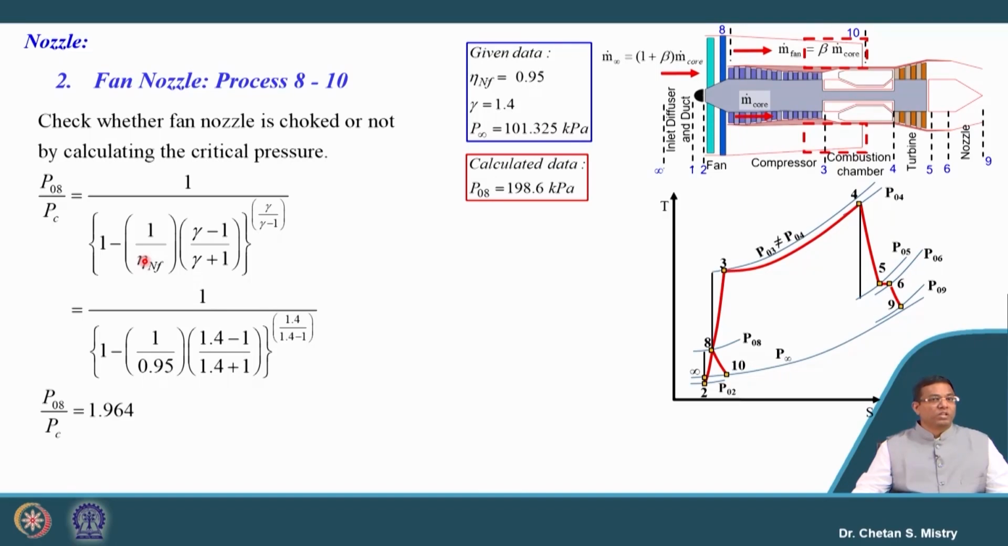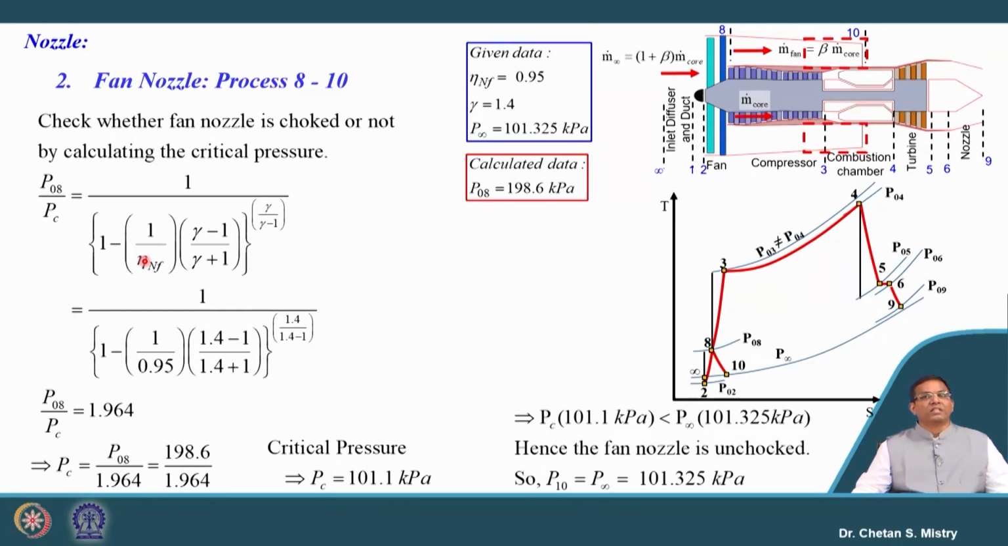So, let us put this number, and if we calculate the critical pressure, it comes to be 101.1 kilopascal. So, we can say this is less than my 101.325 kilopascal. So, we can say this nozzle is an unchoked nozzle. So, for an unchoked nozzle my exit pressure will be equal to atmospheric pressure. Though this number is smaller, we need to be very careful in doing the calculation.